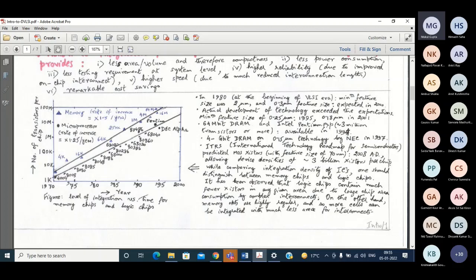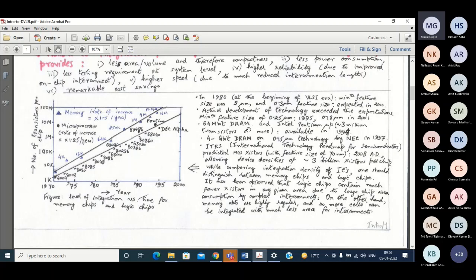Then by the time 2000 arrived, people were actually deriving less than 0.3, maybe 0.2 or so. The actual development of technology exceeded the expectation. The minimum feature size of 0.25 micrometer means 250 nanometer. Just historical, you need to remember. Just read it as a story. 180 nanometer in 2001.